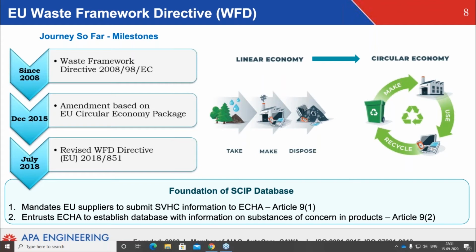In December 2015, there was an amendment to this framework for the circular economy package, again to try to improve the recycling process for substances of concern and to reduce overall waste. And then in July 2018, there was a revised Waste Framework Directive that launched the foundation of SCIP, Substances of Concern in Products or Articles. This mandates EU suppliers to submit SVHC, Substances of Very High Concern, information to ECHA, the European Chemicals Agency. And also it entrusts the European Chemicals Agency to monitor and manage the use of these substances in products.